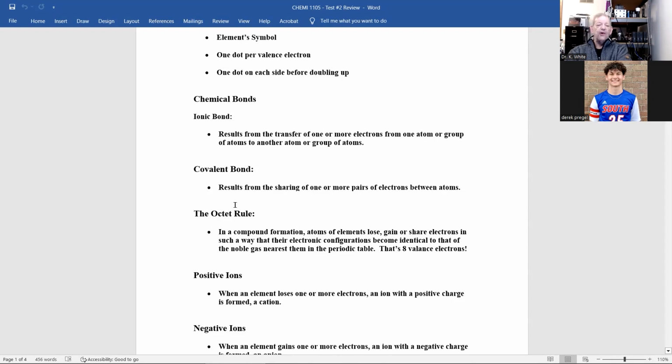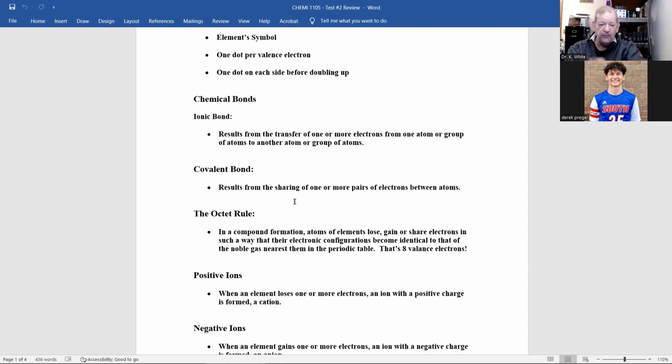And next, we have covalent bonds. Covalent bonds result from the sharing. They're like holding hands, sharing. I always do that when I say covalent bond sharing. See, I did it again. And that results from the sharing of 1 or more pairs of electrons between atoms.